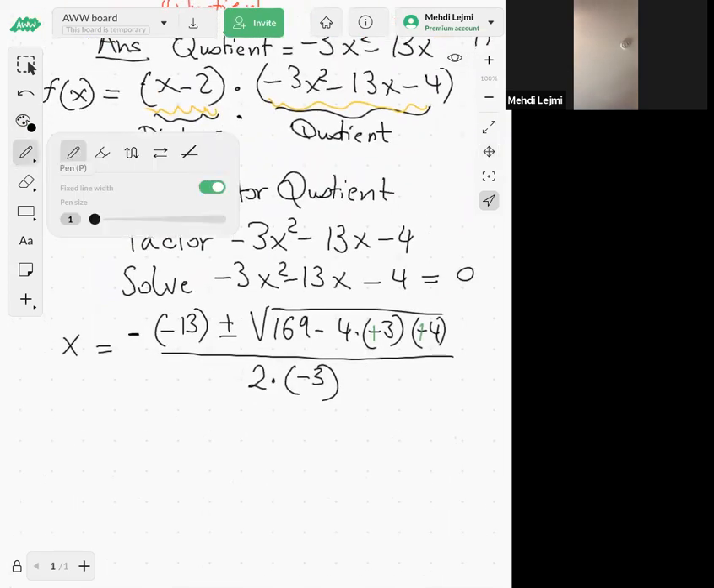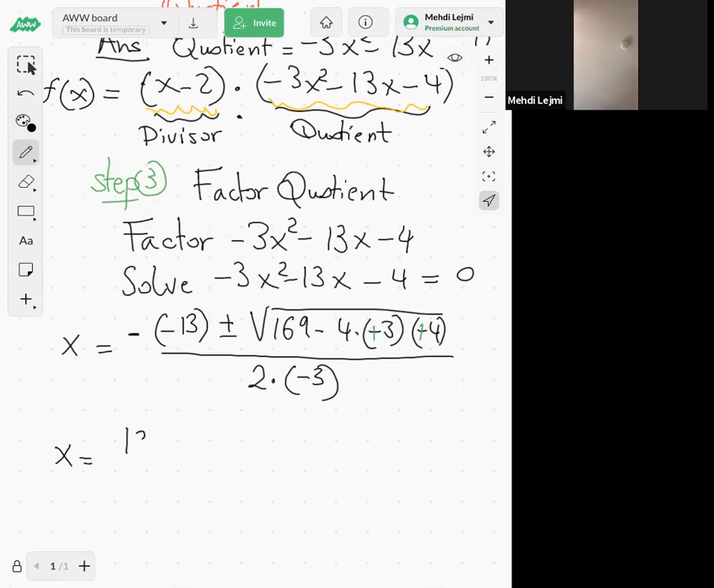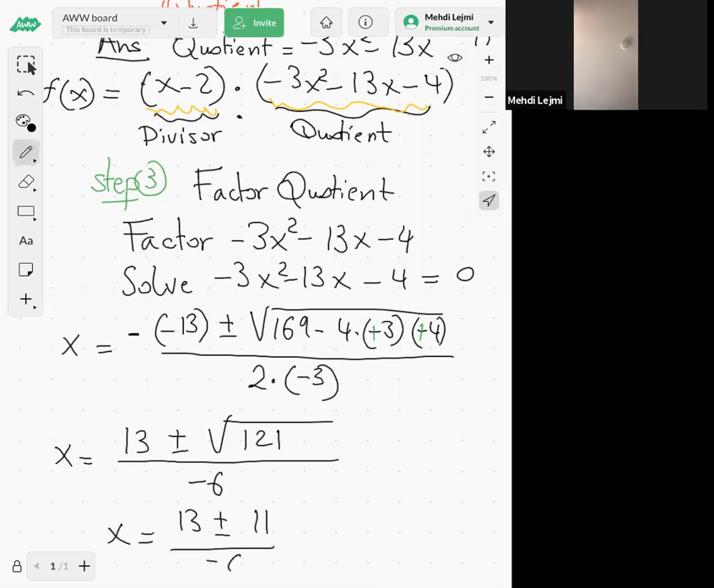So your x is going to be minus negative 13, that's positive 13, plus or minus the square root of 169 minus 4 times 3, that's 12, and 12 times 4 is 48. 169 minus 48, that's 121, over negative 6. So your x is 13 plus or minus the square root of 121, that's 11, over negative 6.